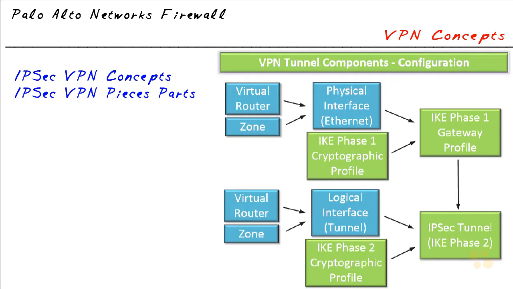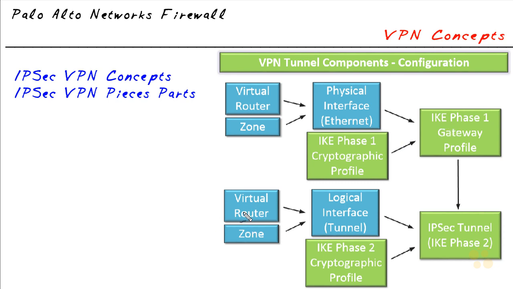Okay, so kind of the pieces, parts, and the flow of life, if you will, is looking at my information, my VPN tunnel components. I got my virtual router in my zone, which have already been configured in there. My physical interface already been configured, perfectly fine. My IKE Phase 1 gateway is going to be associated with this, because it's going to tie one physical interface to another one on the other side. I have an IKE Phase 1 profile, of course, that ties to this, telling me how that's going to work, which protocols or algorithms that I'm going to use.